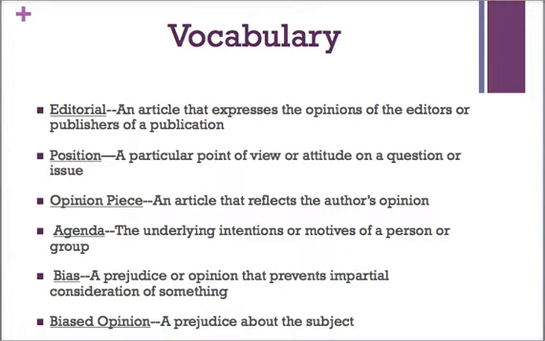Bias means a prejudice or opinion that prevents impartial consideration of something. So, if you have, say, a bias towards cats, that means you really love cats, and so it's hard for you to see anything bad about them. And a biased opinion is a prejudice about a certain subject. So very similar to bias.